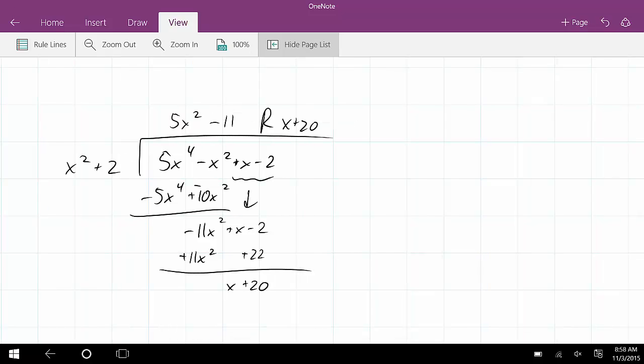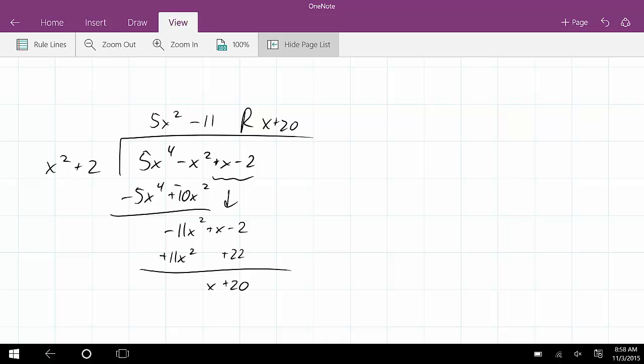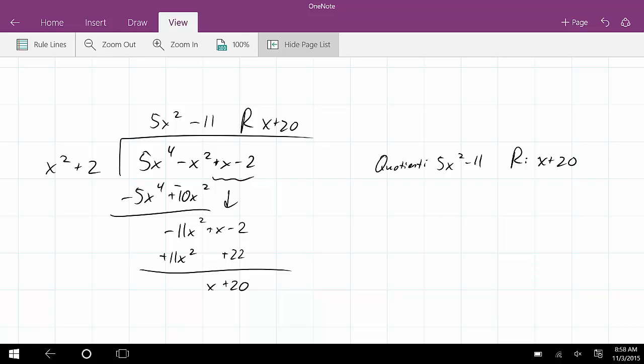So that's done. You can write it out like I was doing before with the form, and it's important that you understand that, especially when you get to pre-calc and so forth, and later on even in this chapter when we're doing chapter 5. The point is for now we can just say that the quotient is 5x squared minus 11, and the remainder is x plus 20.